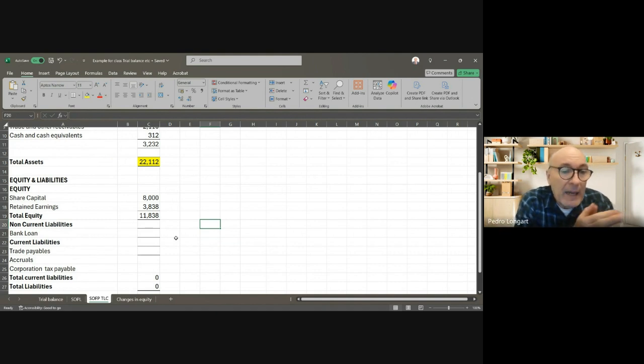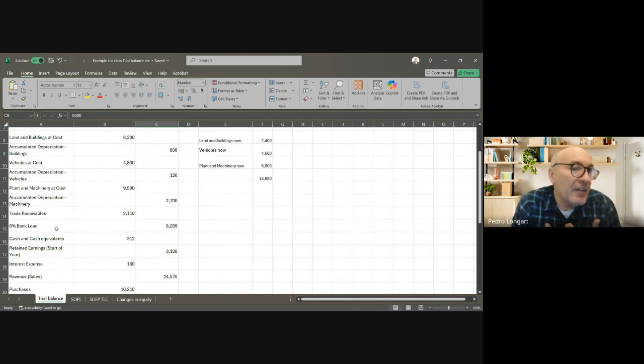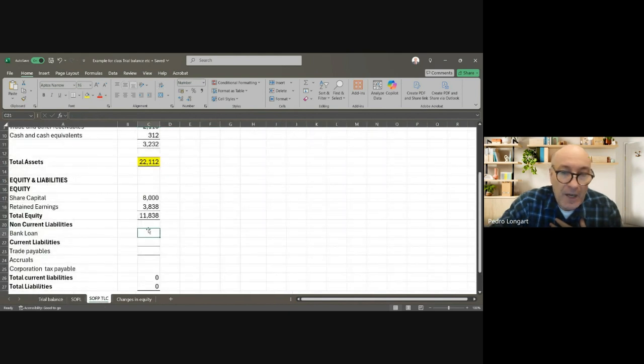Something that you need to pay. We just need to look at the trial balance and look at the bank loan. It reads 6% bank loan because it's the interest that it's paying, but it doesn't matter. What matters is the value here, which is what is owed, 8289, and this value goes here, 8289.